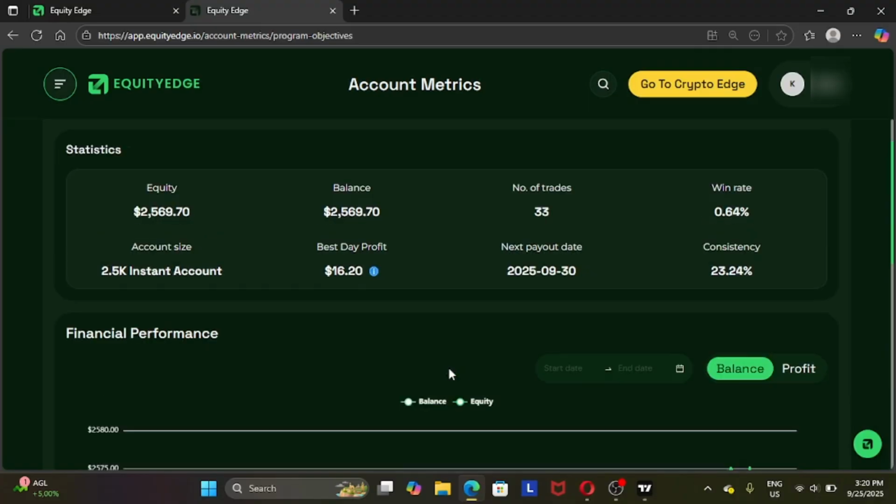But yeah guys, trade safe. And if you have any questions about the consistency score, just ask me. I'll make a separate video, but there are a lot of videos explaining that, even the Equity Edge website, or prop firms that have a consistency score explain it very well, right?